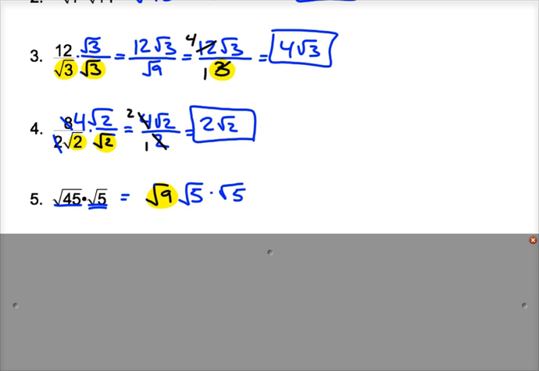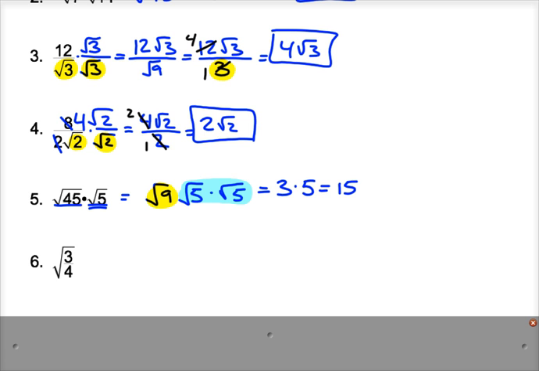Well, I know what the square root of 9 is. The square root of 9 is just 3. And then if I look at the second part, I have the square root of 5 times the square root of 5. Well, I either just remember that that's a 5, or if you don't remember that, square root of 5 times square root of 5 is square root of 25, and the square root of 25 is 5. And now I have 3 times 5, which is 15.